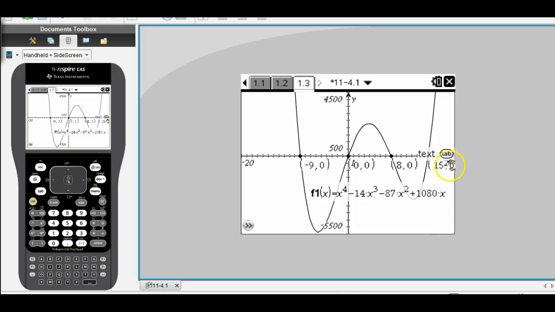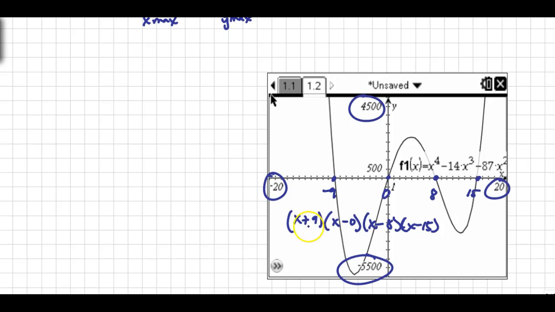I can't see the rest there, so you can grab it with the little hand symbol and move it. So that number was at 15. Let's move it up there. And those were the numbers we anticipated, but I wanted you to see how to actually find them on the calculator. So we had our zeros, we turned those into factors, and that's it.